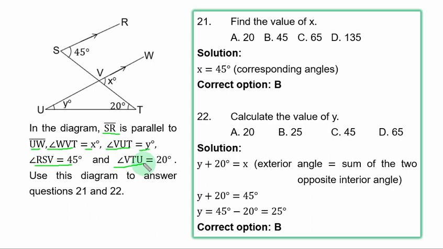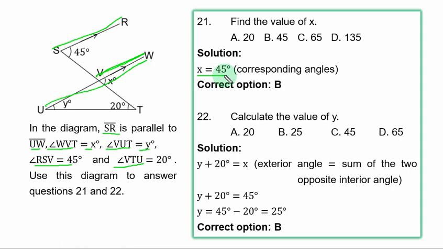Use this diagram to answer questions 21 and 22. Question 21. Find the value of S. The question says S arrow is parallel to VW. That is from here. The two lines are parallel. So 45 and S, they are equal corresponding angles. So S is equal to 45 degrees. Option B is the correct option.